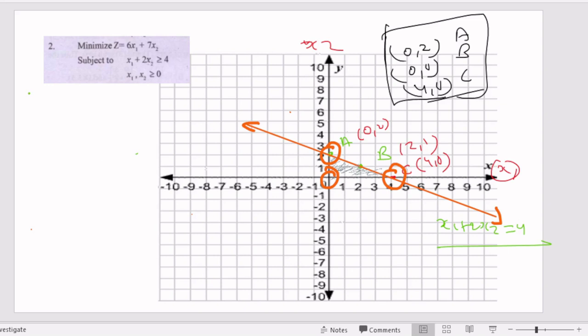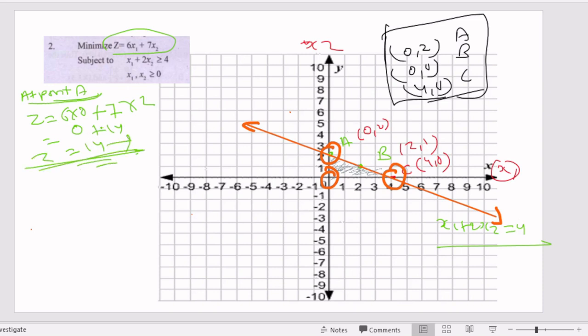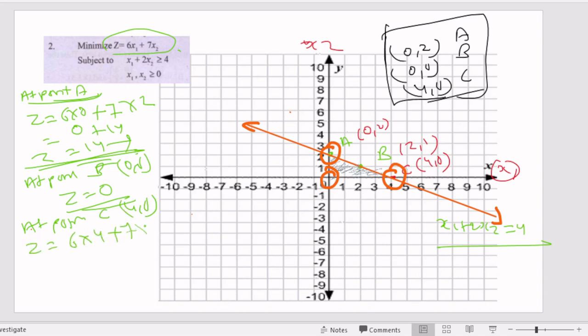So let's consider point A. At point A, it is 0 comma 2. x1 is 0, x2 is 2. You need to substitute those values in this equation. So z is equal to 6x1, x1 is 0, plus 7x2, x2 is 2. After solving, 0 plus 14, so 14. At point A, your value is 14. Now at point B, 0, 0. If you substitute 0 for x1 and 0 for x2, your z is 0. Straightforward. Third, at point C, 4, 0. Let's substitute. So 6 into 4, 7 into 0.